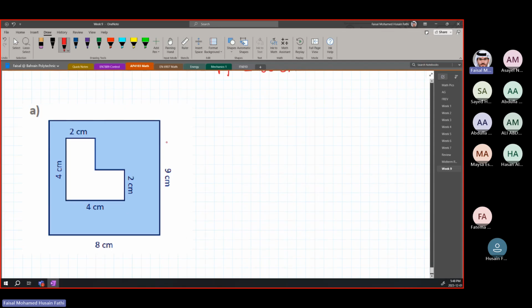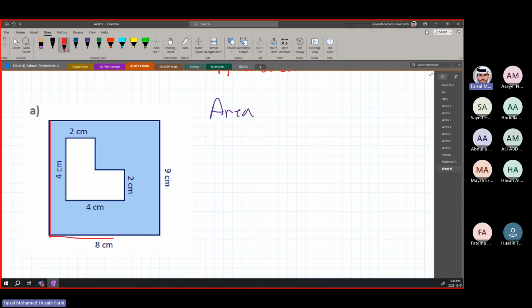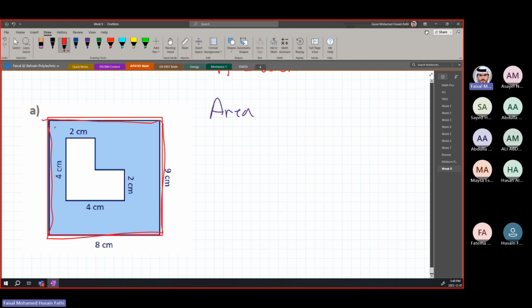In area, on the other hand, this is where some subtraction happens. We're talking about area. So first, let's look at the total area. This is the outside box. This box over here, okay? This is our outside area, our total area.